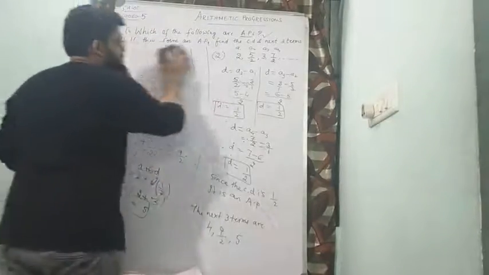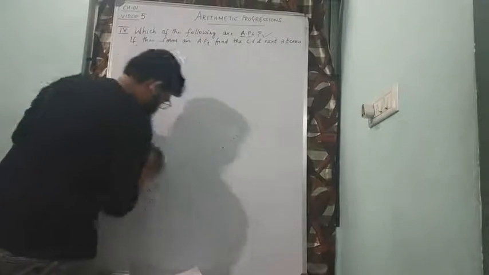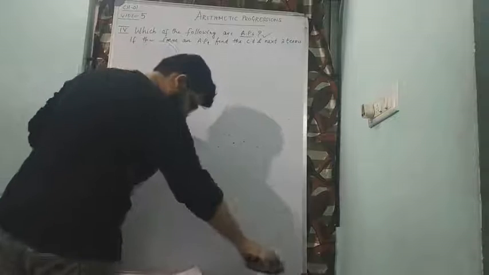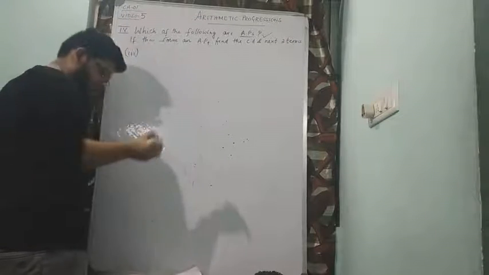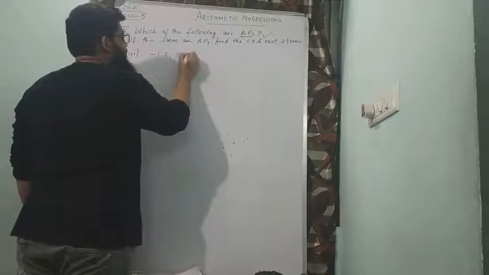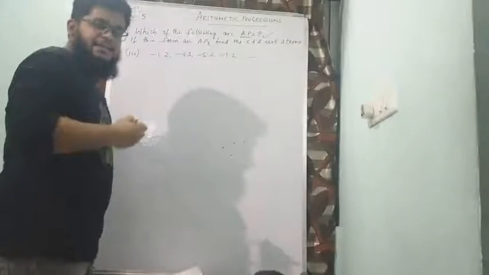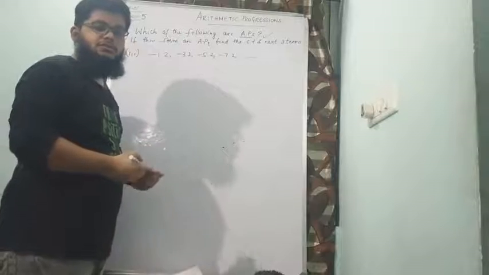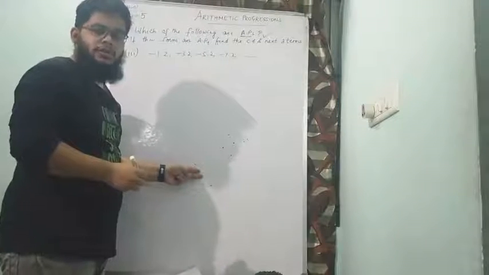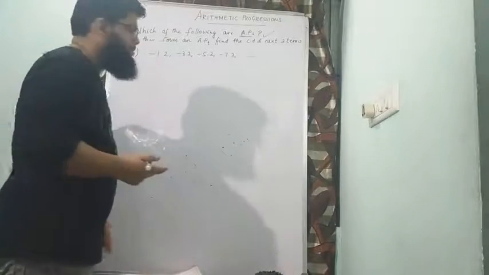I'll do one more question and then we'll move on to our homework questions. Okay. Third question is minus 1.2, minus 3.2, minus 5.2, minus 7.2, etc. As we have always done for the first two problems, first prove if it is AP or not. If it is AP, find out the next three terms. If it is not AP, stop.